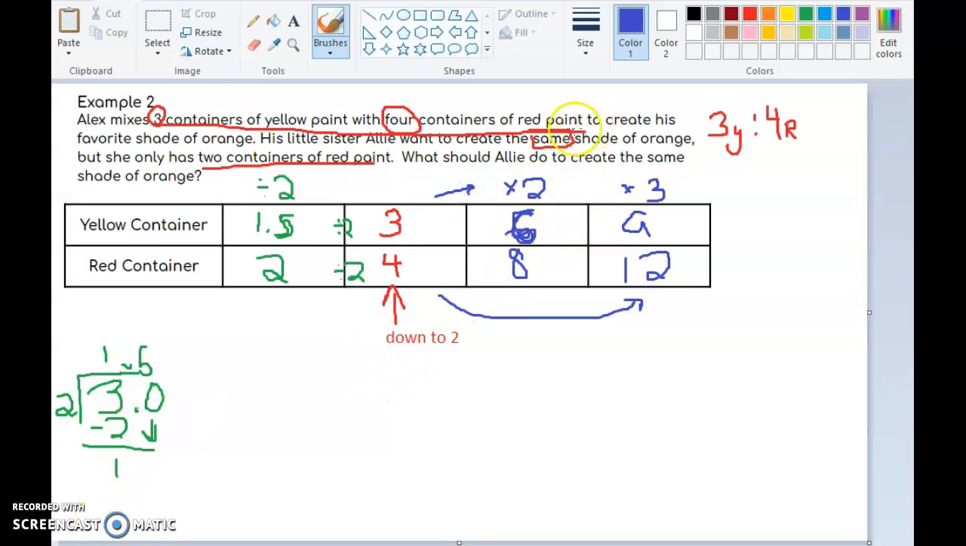Actually, we do have to answer the question, okay? So what is Allie going to use for her 2? Write down what you think. If I'm reading this, I'm looking for the 2 containers of red. I see 2 containers of red right here, so I'm going to circle it. Oh, and it says that I need 1.5 containers for my yellow.